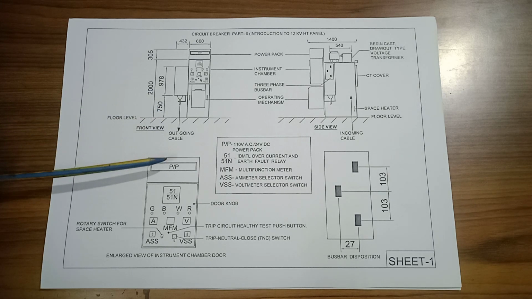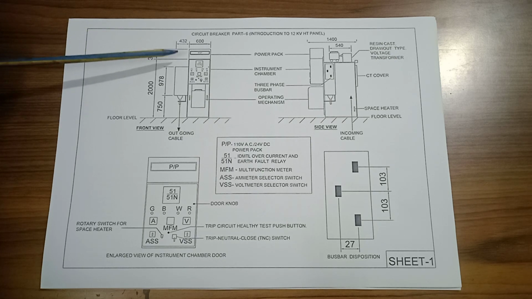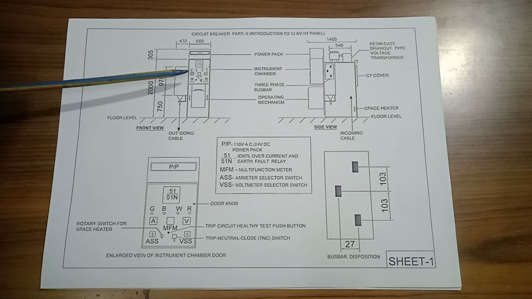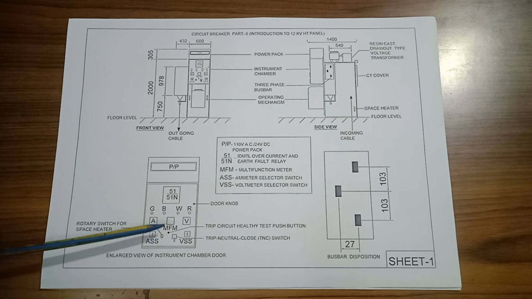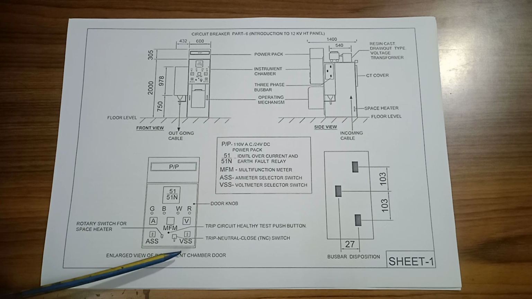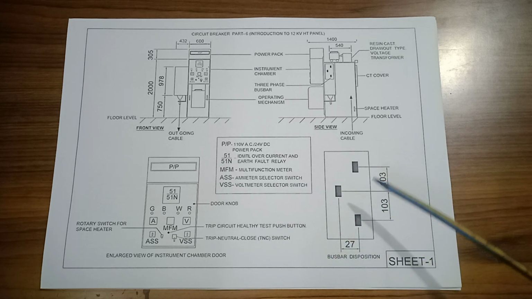This is the outgoing cable. This is the power pack which converts 110 volt AC to 24 volt DC. This is the instrument chamber where the relays, other LED lights, ammeter, voltmeter, multifunction meter, ammeter selector switch, and VSS voltmeter selector switch are located.